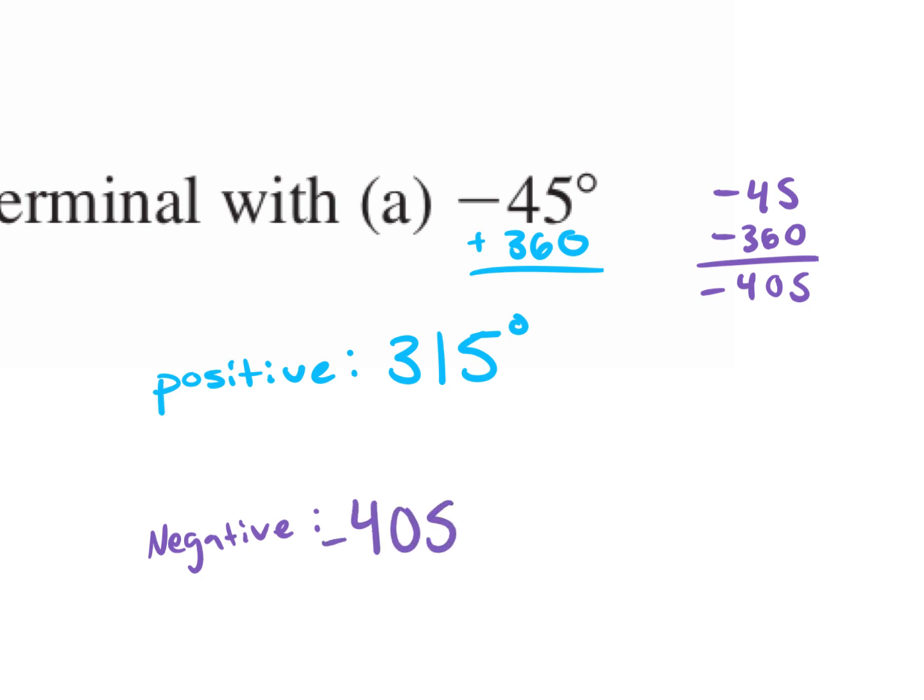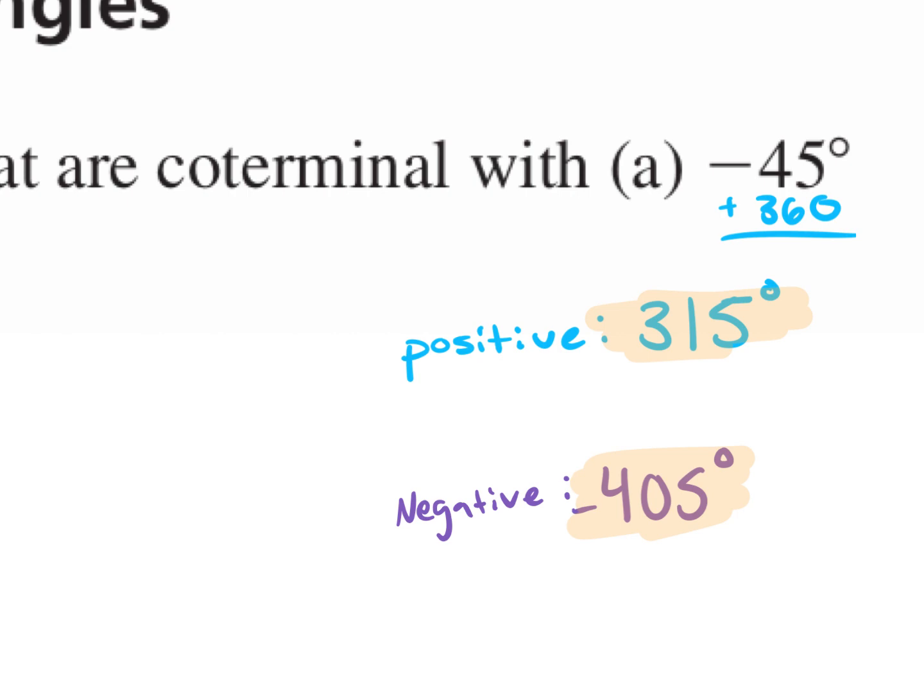Negative 405 what? Degrees. So when it's put like that in the sentence, it's like two separate ones? Yeah, so it's like a part A and a part B for each question. You just have to find the positive and a negative. Let's look at B.